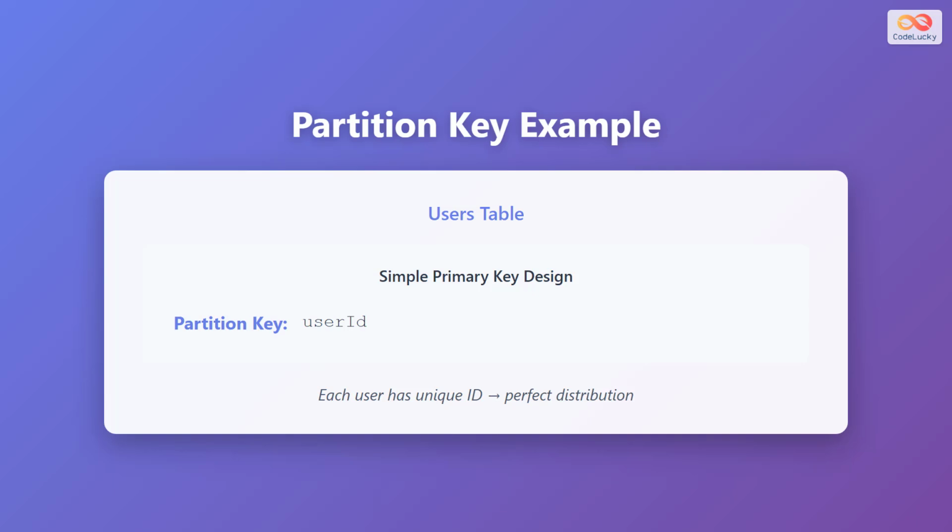Let's look at a practical example. Imagine a users table where each user has a unique user ID. In this case, user ID is an excellent choice for a partition key. Since every user has a different ID, the data distributes evenly across partitions. When you need to retrieve a specific user's information, DynamoDB can locate it instantly using the partition key, making queries fast and efficient.